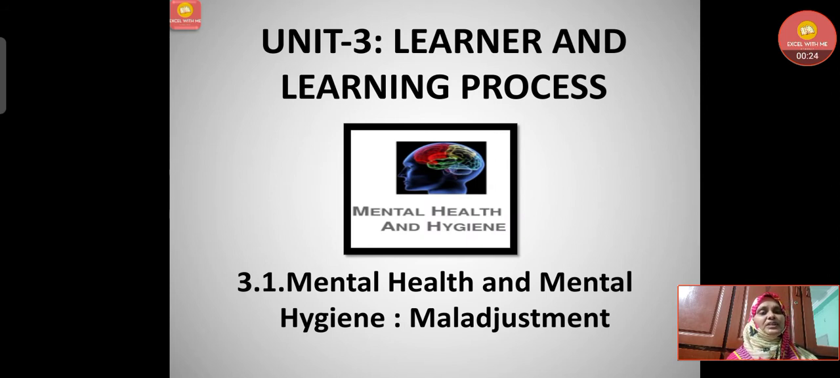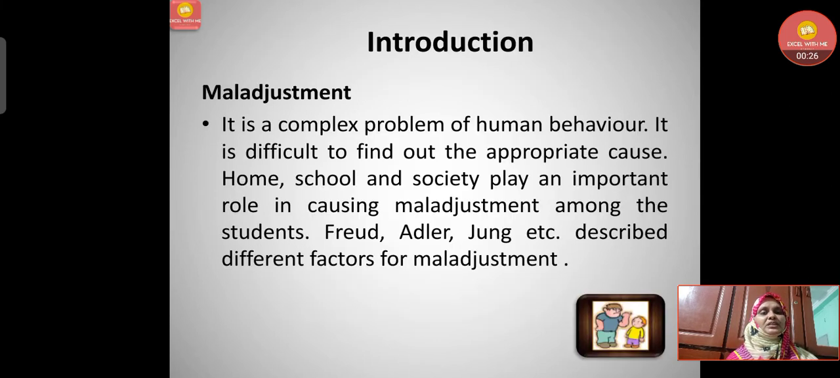Now we are going to deal with maladjustment. Now what is maladjustment? Let's understand. It is a complex problem of human behavior. That means whatever a human does in a society, if he is not able to adjust himself, then this problem of maladjustment occurs. It is difficult to find out the appropriate cause. That means we won't be able to identify why this maladjustment happened very easily.